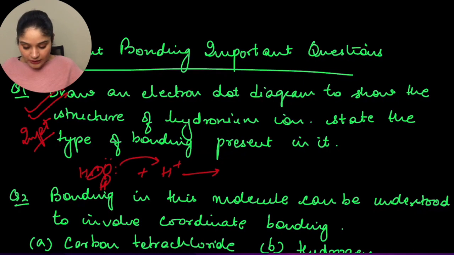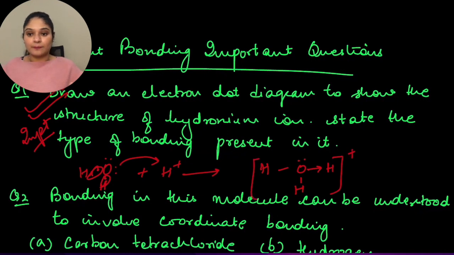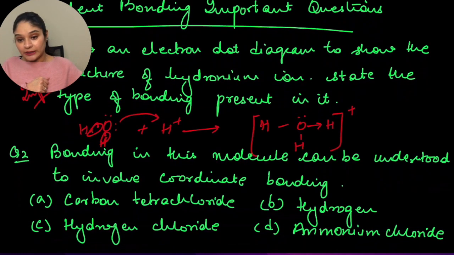So what will you get? You will get oxygen with three hydrogens, with a lone pair being shared with this hydrogen, and the charge on the hydronium ion would be positive. Now what kind of bonding is this? This is a coordinate bond. Okay, let's move to the next question.